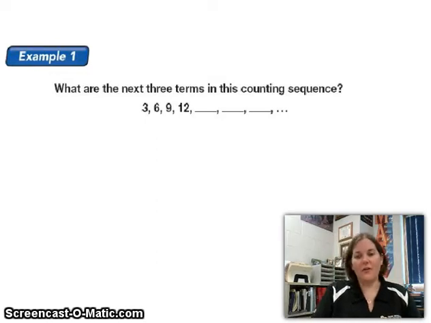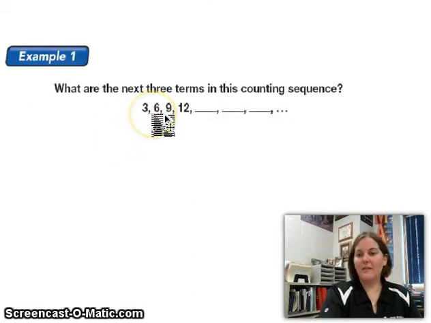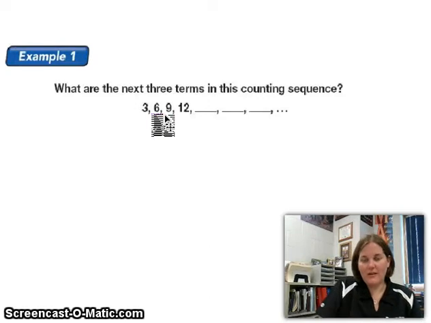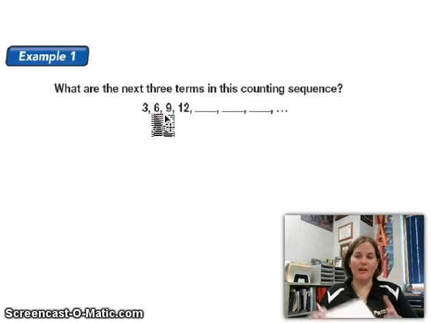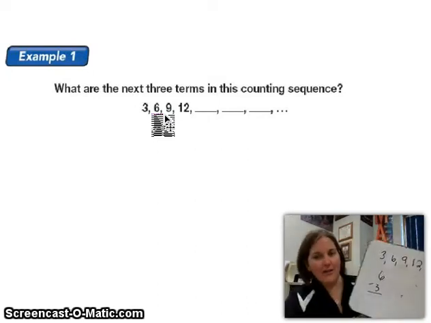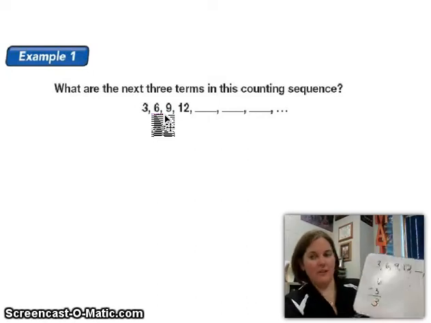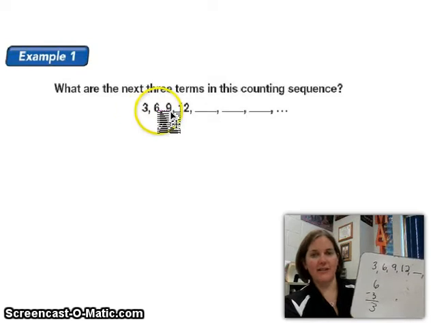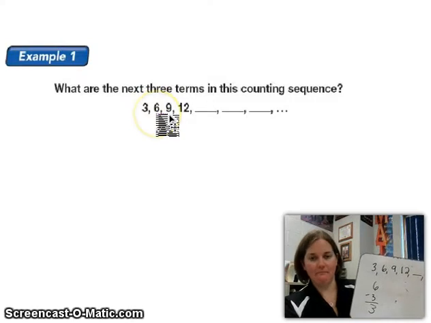So if you didn't know, you would need to look at the first 2 terms and find the difference between them. Now, difference means to subtract. So we would really do 6 minus 3. And most of you can do that in your head, but just so you can see what we're doing, 6 minus 3, which is 3. So the difference between the first and second term is 3.